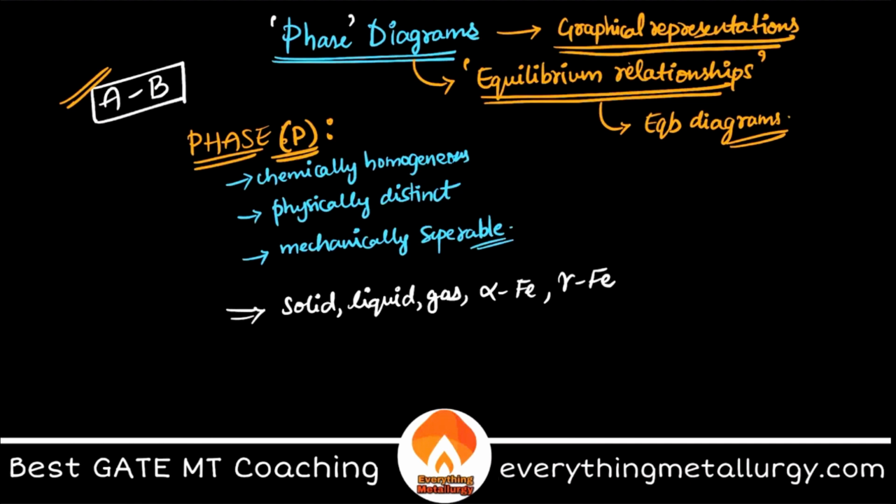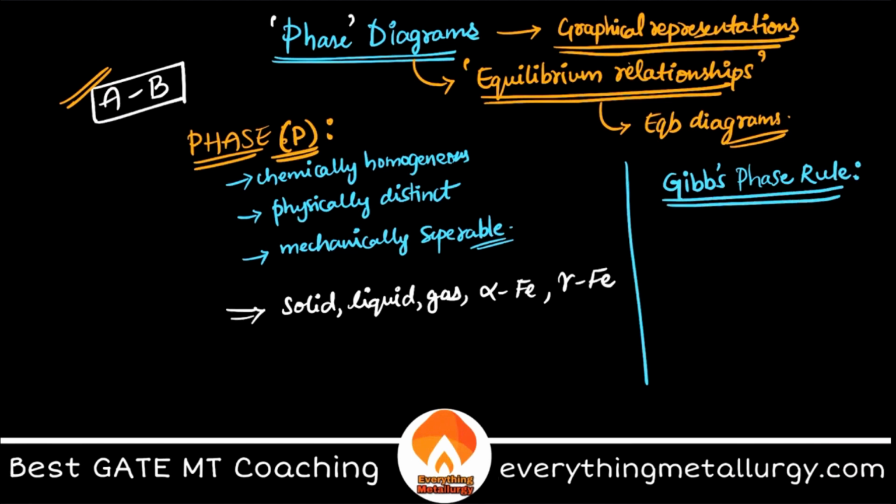Okay, now as I told you, we have an important empirical relationship which tells you more information about a phase system, or a phase diagram, which is called the Gibbs phase rule. What is Gibbs phase rule? So till now we understood what is a phase. Now what is this Gibbs phase rule?